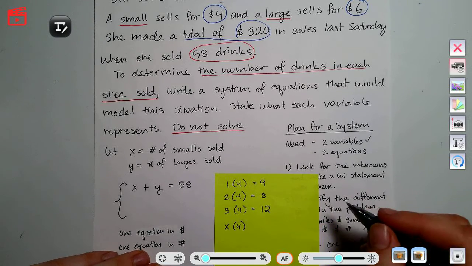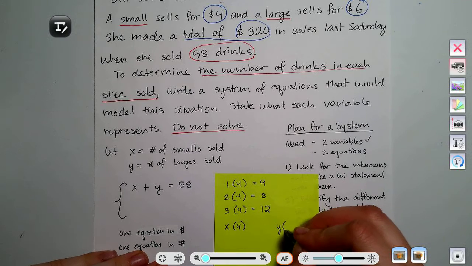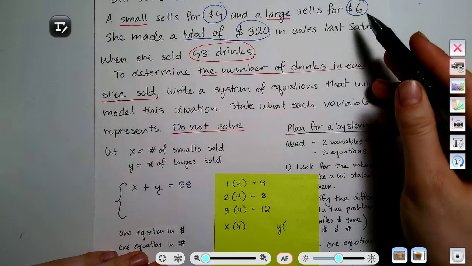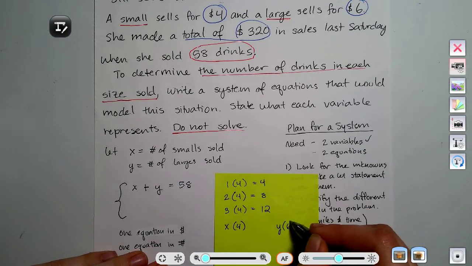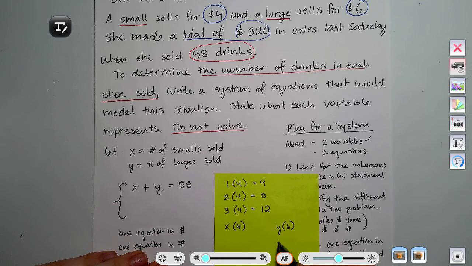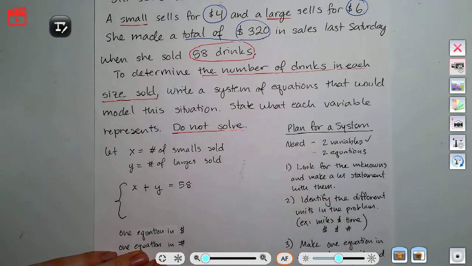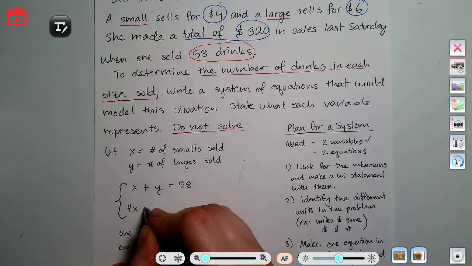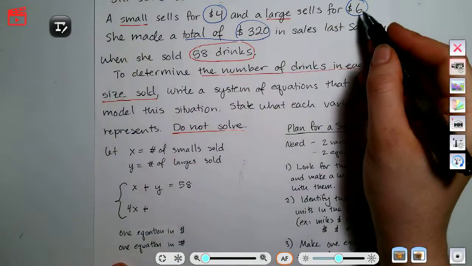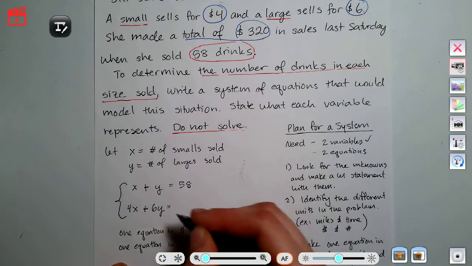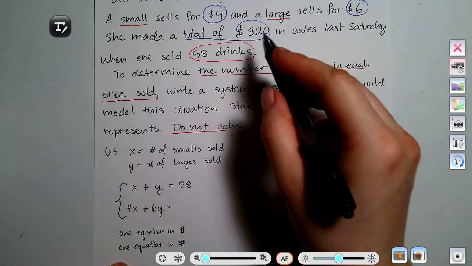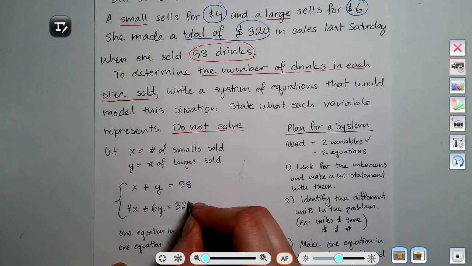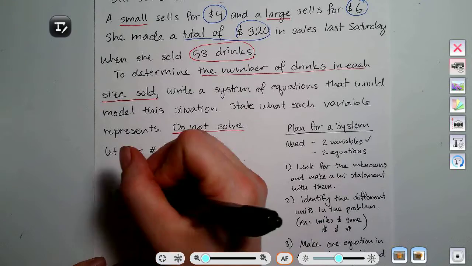The same will go for Y. Y will be Y times, how much does she sell larges for? 6. So for example, if she sold 3 larges, that would be 3 times 6, which would be 18. Okay. So this means that the number of smalls she sells, so 4 times however many, plus the number of larges she sells, which is 6, times Y, should end up equaling how much money? $320. Okay, and there we go. We have our system.